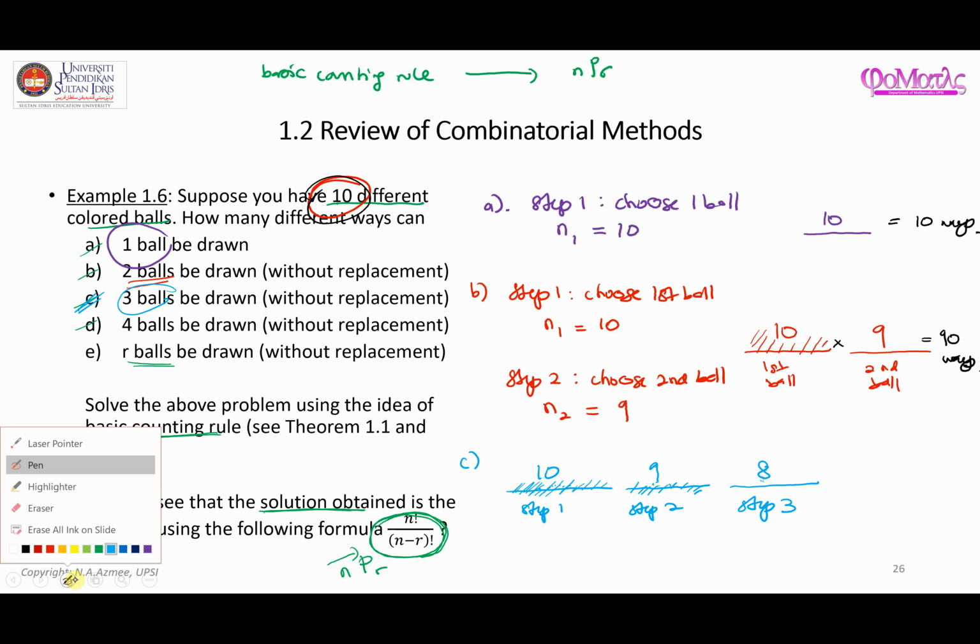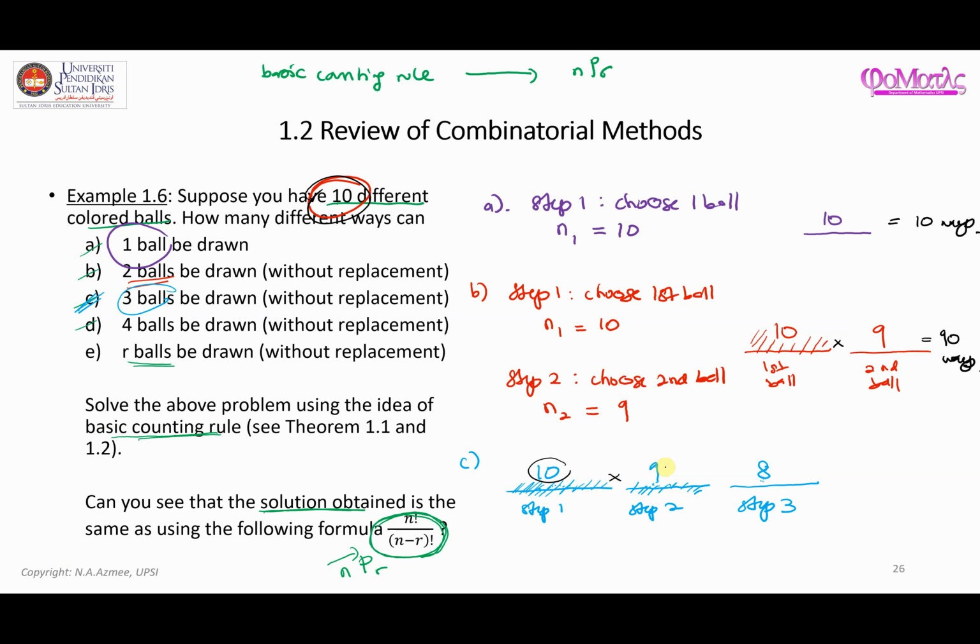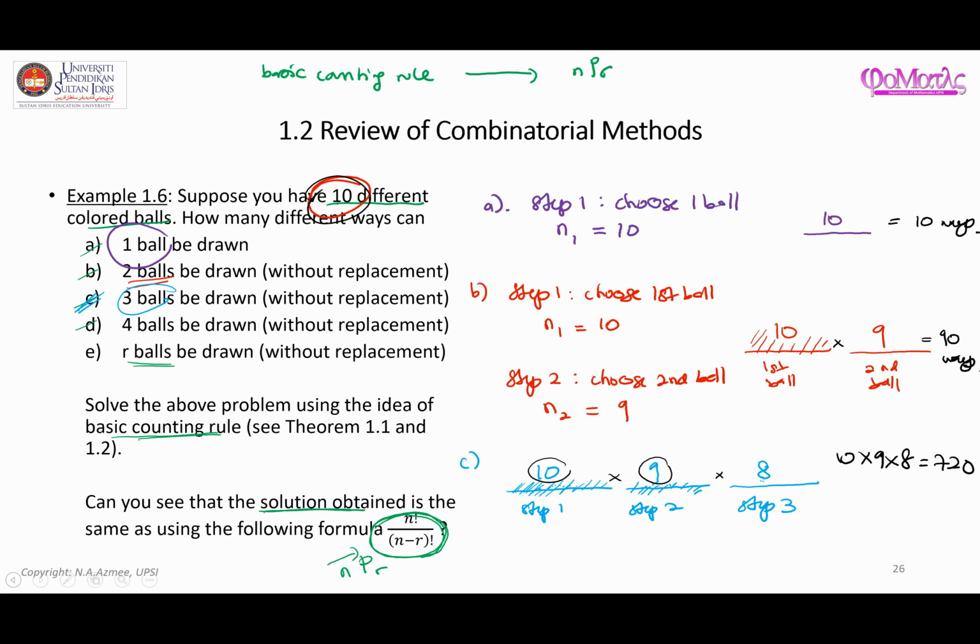And therefore, the number of ways, according to the basic counting rule, if you multiply all these numbers together, then you will get the number of ways you can choose 3 balls from 10 different colored balls. So that will be equal to 10 times 9 times 8, which is equal to 720 ways. All right, now I just need this space to continue writing.